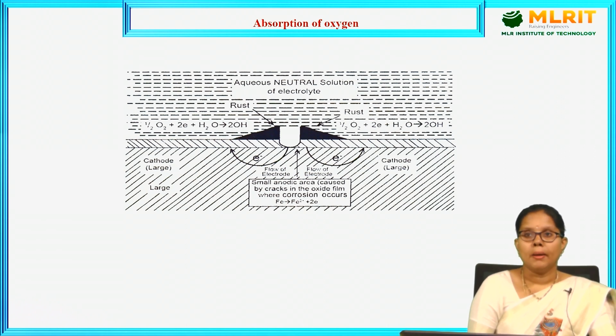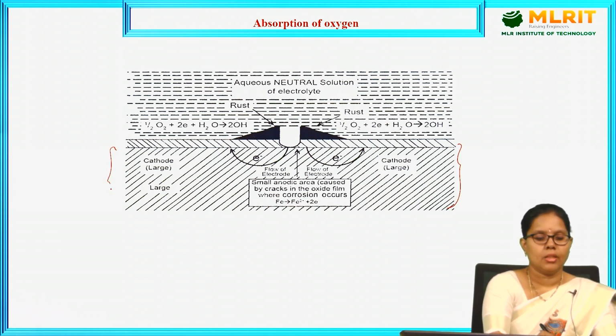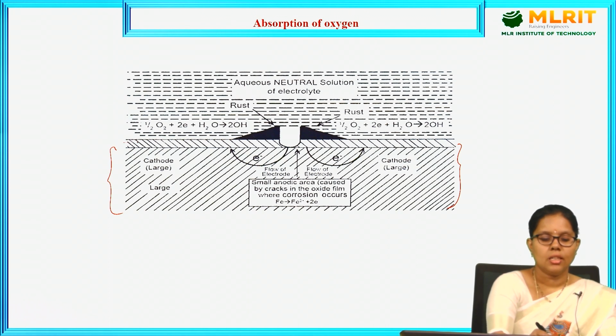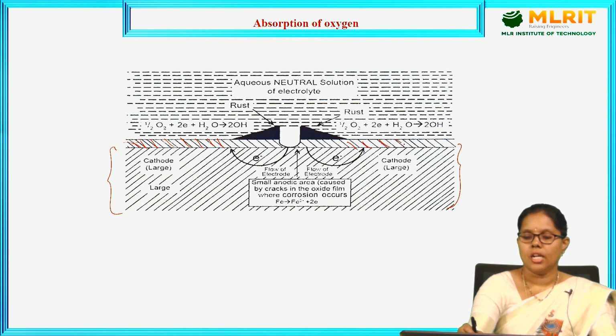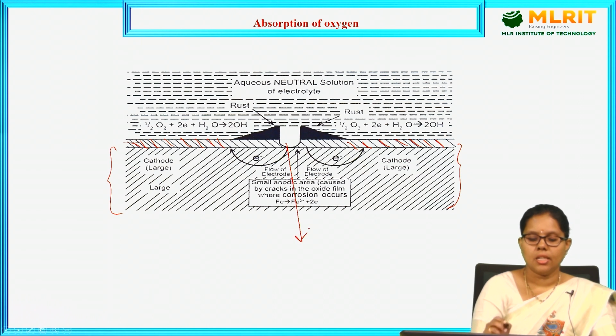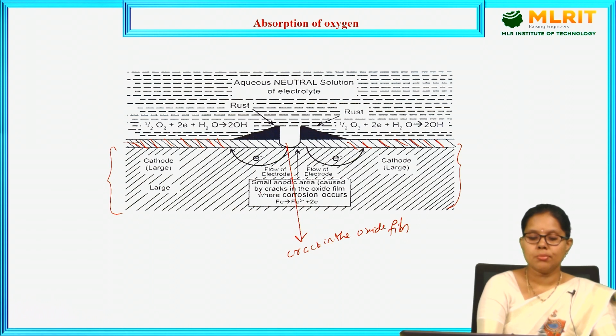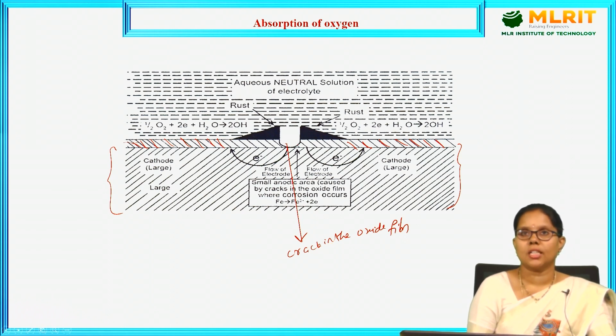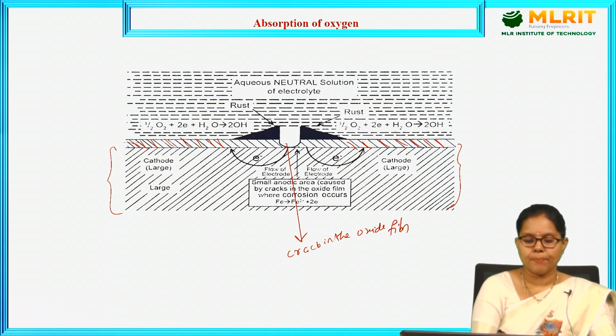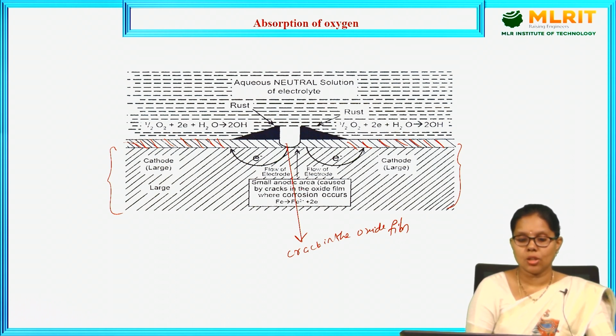This is the iron metal bar. If you see, this is the case where the metal is forming an oxide layer in the presence of atmospheric oxygen. And this is the place where there is a crack in the oxide film, which acts as an anodic area. This is a small anodic area at which the corrosion starts. Slowly it will expand. Small anodic area caused by the cracks in the oxide film is where the corrosion occurs.